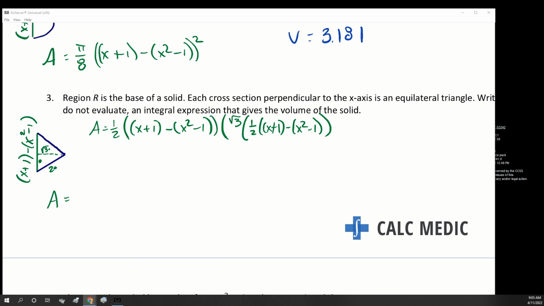All right, so if I multiply all these little numbers in the front, what is that going to give me in the front from in that area? Square root of 3 over 4. And then you're multiplying this by itself, so it's squared.